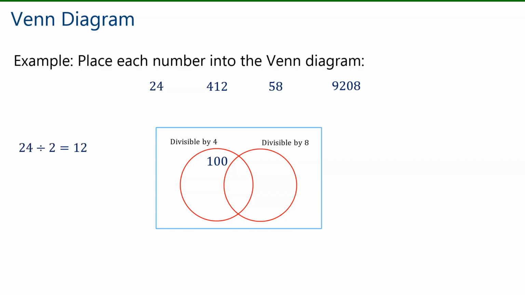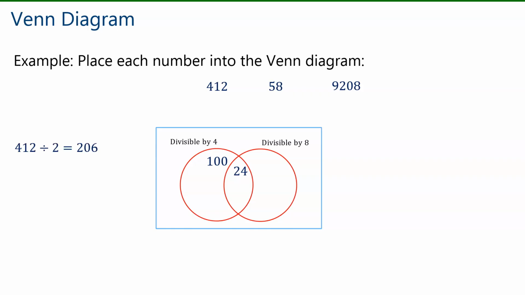Now let's look at 24. 24 divided by 2 is 12. I can divide that by 2 again to give 6. And I can divide it by 2 a third time, meaning it's divisible by 4, because I divided by 2 twice, but also divisible by 8. So because it's both, this number will go in the center, the overlapping area.